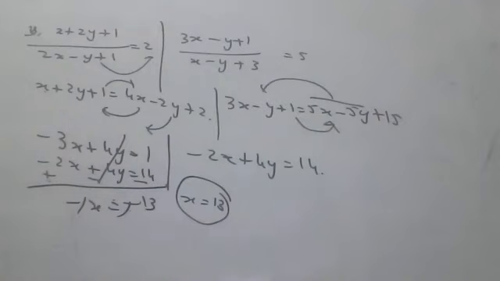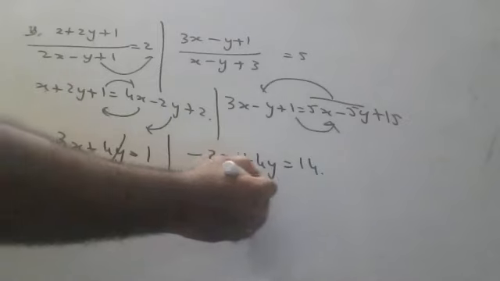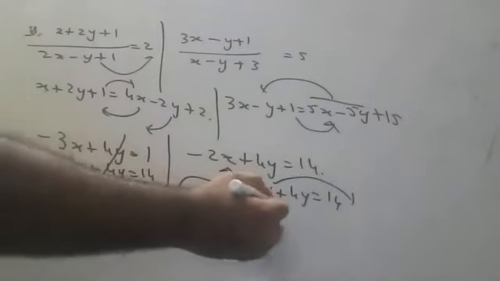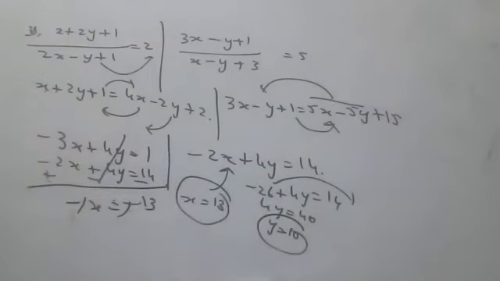Substitute in any one of the equations, children. This equation is very small, so I will substitute here. 13 times 2 is 26. Minus 26 plus 4y is equal to 14. 26 comes here. 4y is equal to 40. Y is equal to 10. Like that you should do, children.